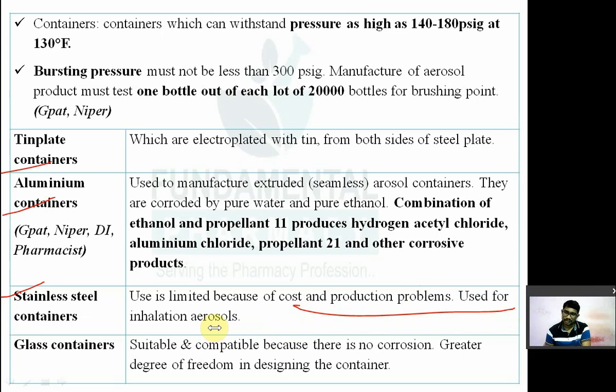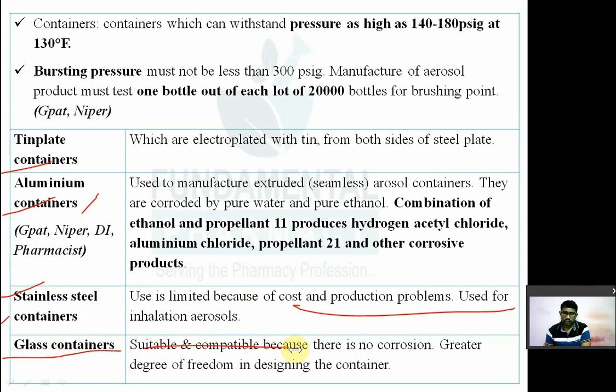आपको छोटा शेप चाहिए, कैसा चाहिए, उसको स्टेनलेस स्टील का शेप कंटेनर को देना थोड़ा सा इजी नहीं होता. एल्यूमिनियम का यू कैन इजीली, बिकॉज एल्यूमिनियम easily moldable tin. Okay, then glass container also they are easily moldable. They are used for inhalation aerosol only. Now last type of container used in the aerosol, that is a glass container.